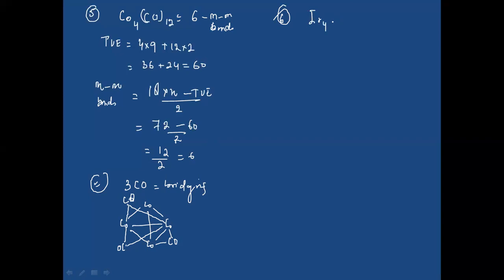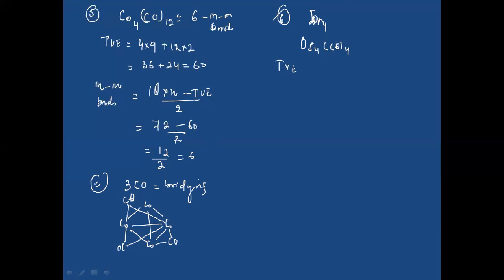Or let me take one more different example. Let me take this type of example, Os4(CO)14. Os4(CO)14. This is an example. Osmium is also a member of the iron group, so the valence electrons of osmium will be 8.